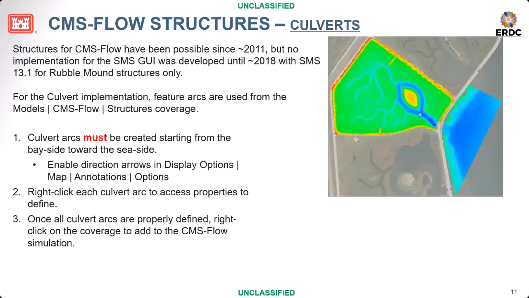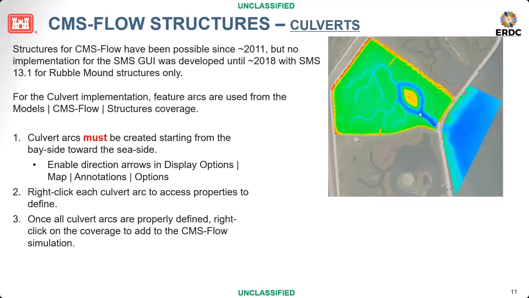But for now, we're going to change this up a little bit, and we're now working again with coverages. And so for the culverts, basically you go in and you select, hey, I'm going to add a map coverage. It's for the CMS model, and it is a structure. And so you add that structure, and then for your specific area, you would go in and define the culverts.